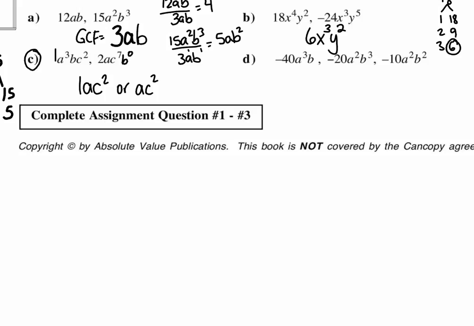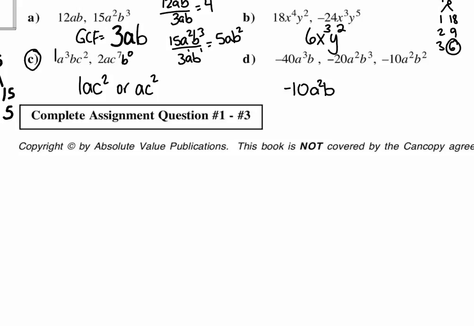Negative 40, negative 20, negative 10. If they're all negative, the negative's part of the GCF. Okay? So 40, 20, and 10, what's the largest number that we can divide into all of those? 10. So we'll write negative 10. A cubed, A squared, lowest, A squared. B cubed, B squared, B, lowest is B.